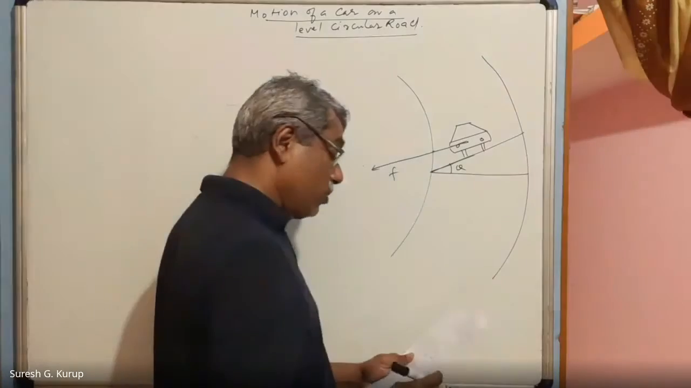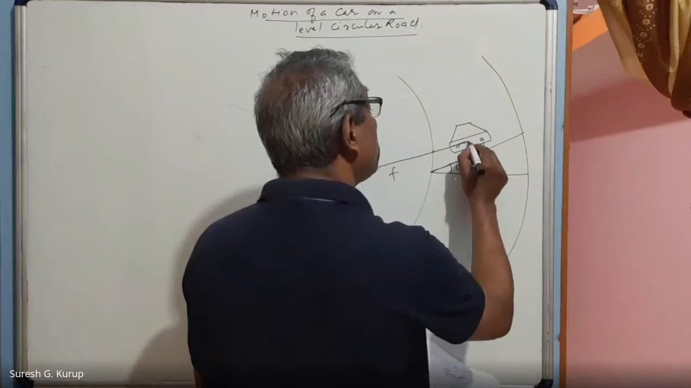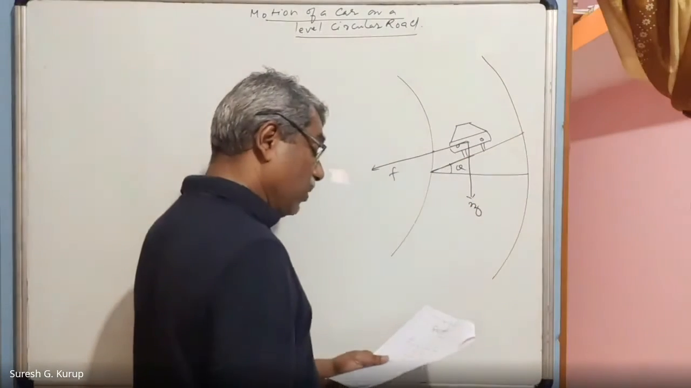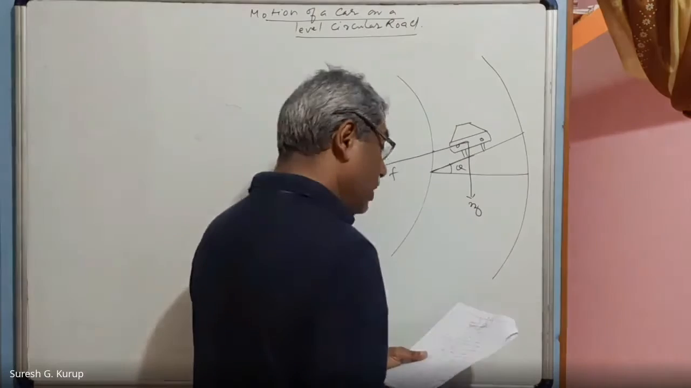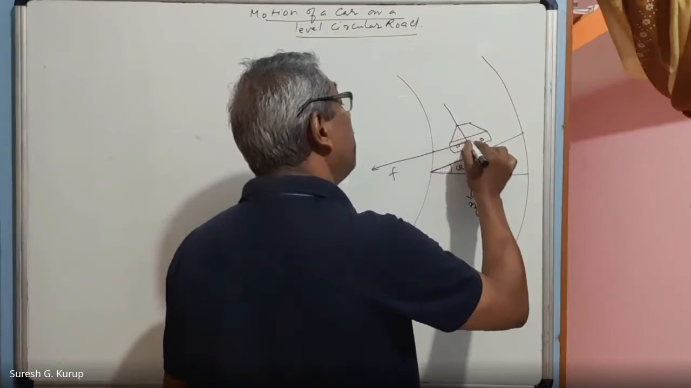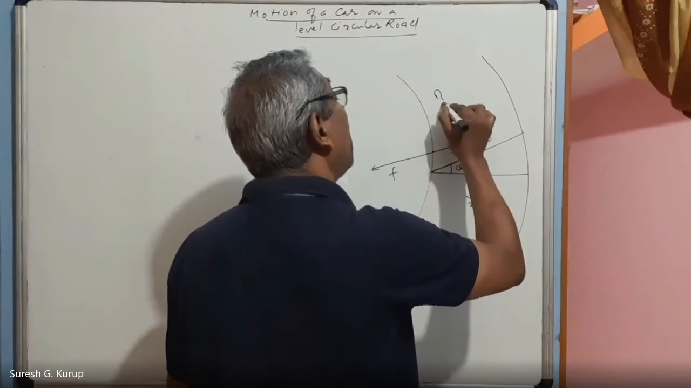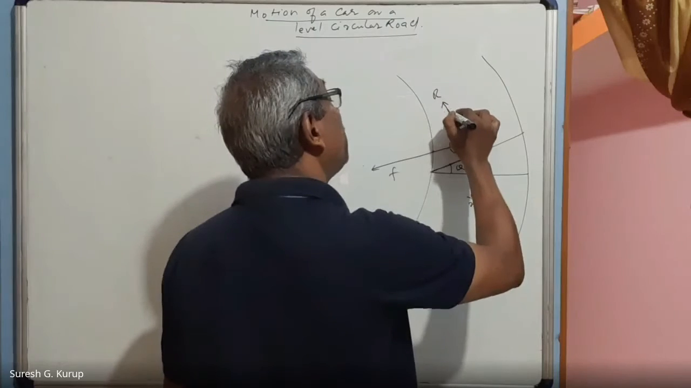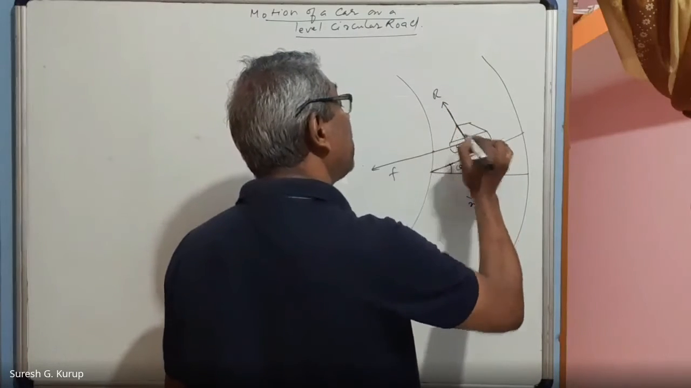The other force is mg. mg is acting vertically downwards here. mg is acting vertically downwards, right? And R is acting perpendicular to the plane. This is R. R means normal reaction. Normal reaction is always perpendicular to the plane on which it is, all right?